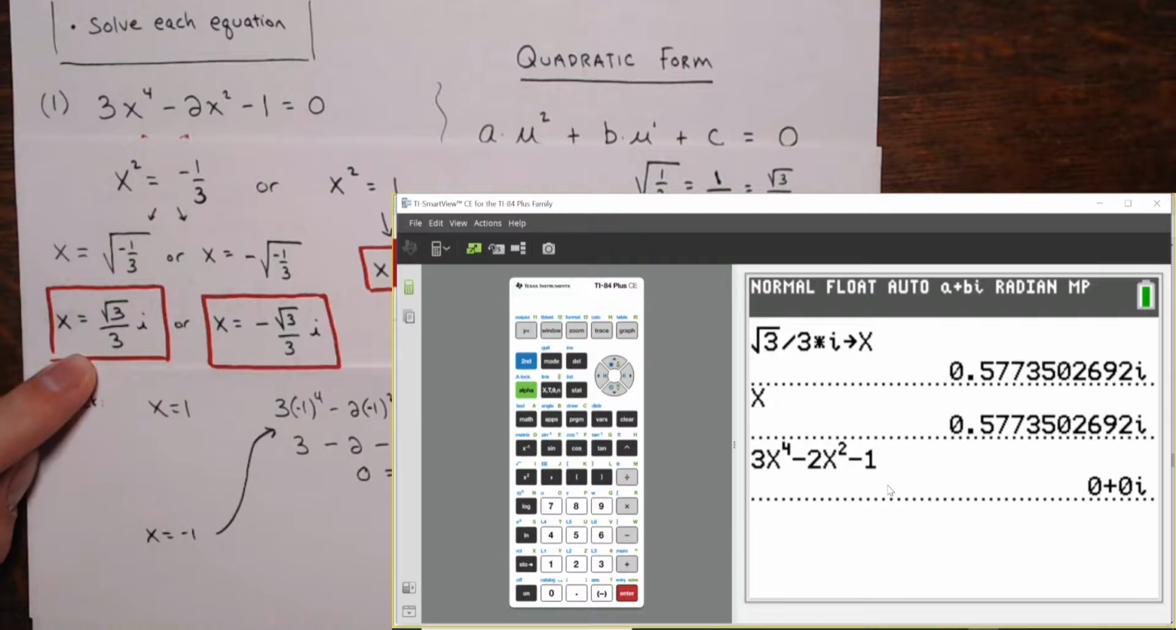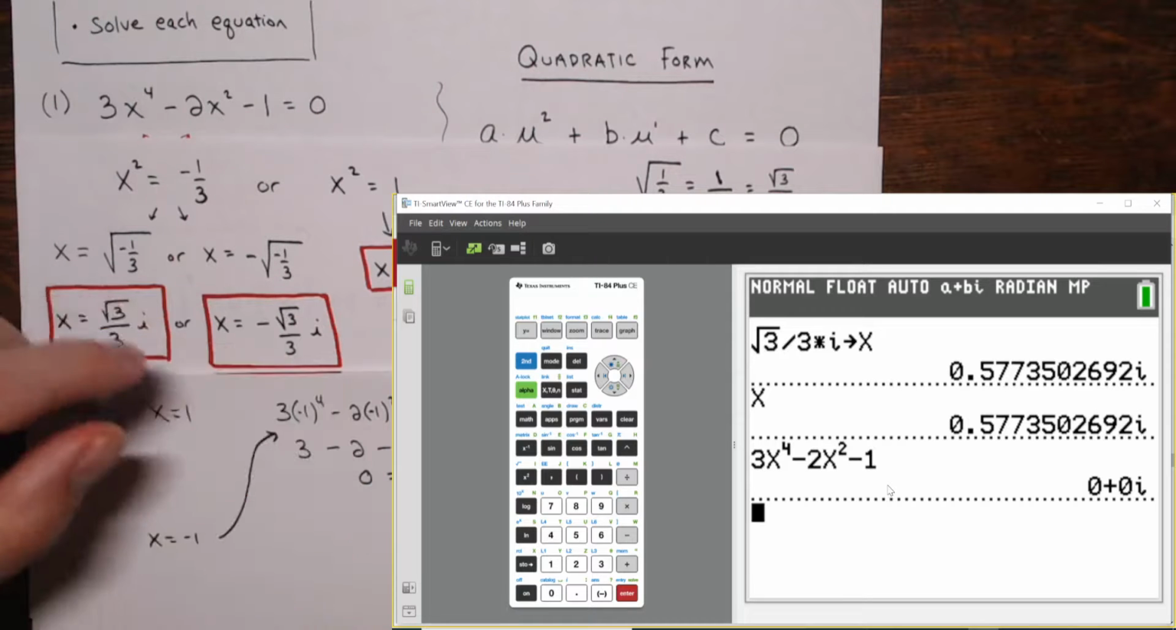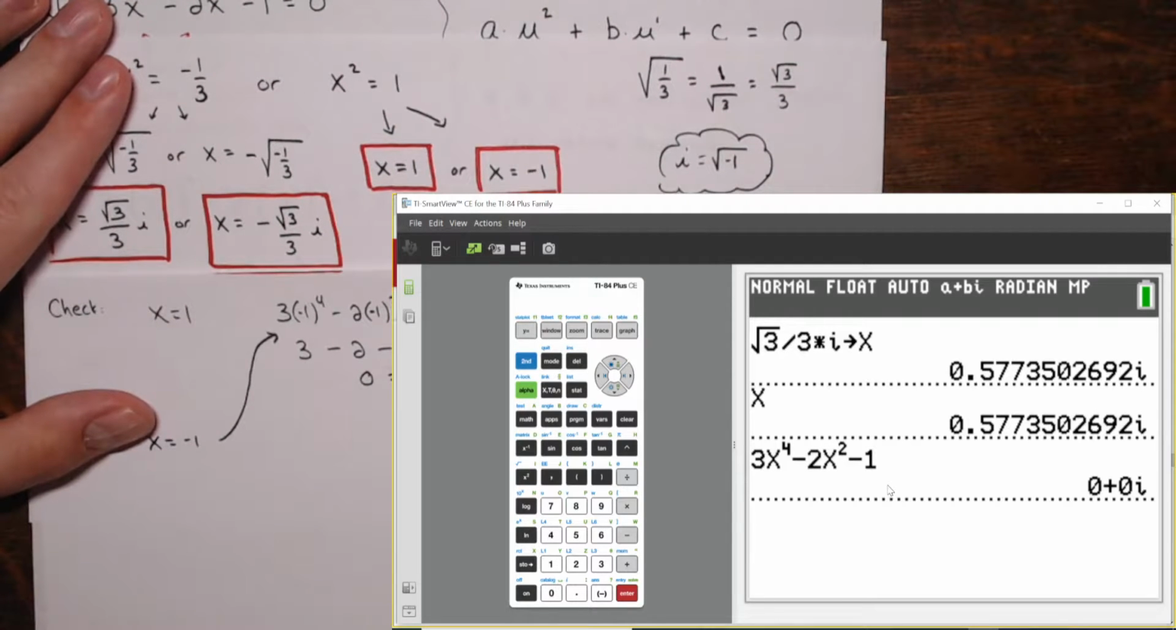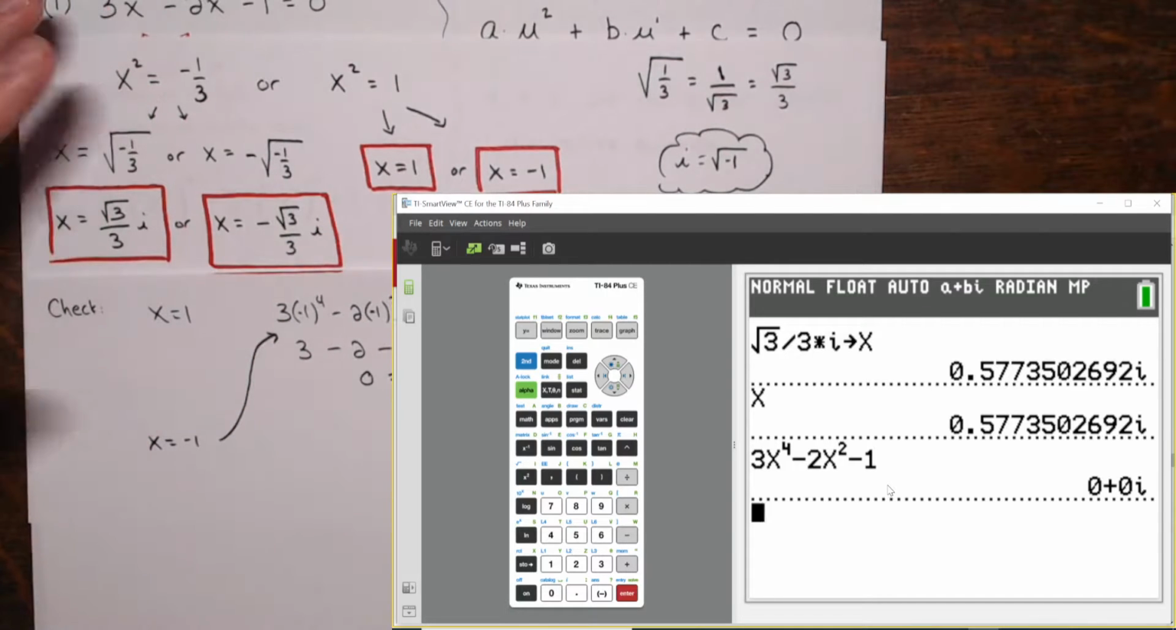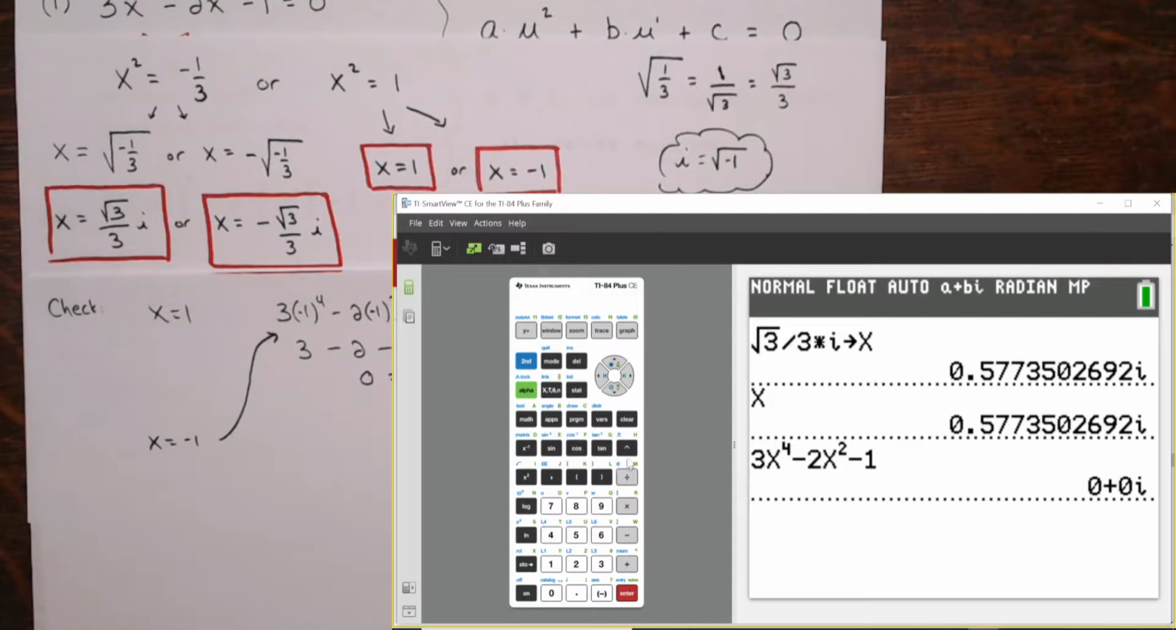And I leave it to you to do the same with the other 3. Right, with x equals negative square root of 3 divided by 3 times i, and then positive 1 and negative 1. I'll leave the rest of them to you, but as you saw me do by hand, all 3 of those also work in the equation. But this is just another way to check if you happen to have some sort of technology, a calculator that could do it also. Right, very nice.